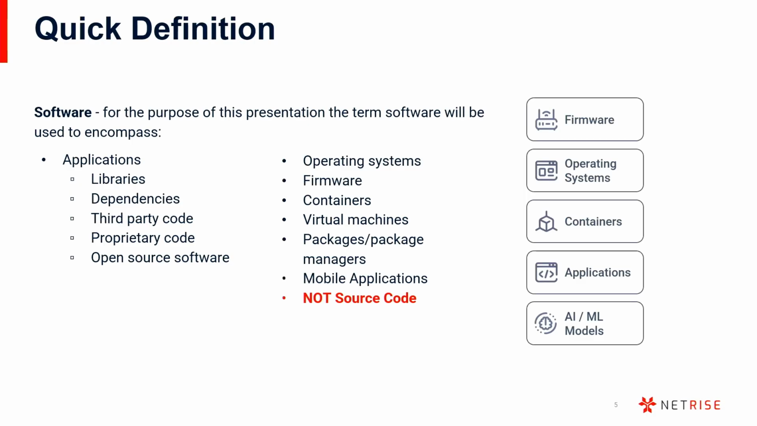And we're going to talk about software a lot. When I say software in the context of this presentation, I mean a lot of different things, because it's way easier to say software than it is to say applications, libraries, dependencies, third-party code, open source software, firmware, containers, and so on. So the only thing I really don't mean is source code. I'm not really going to be talking about this in terms of source code. That's really a different set of problems.